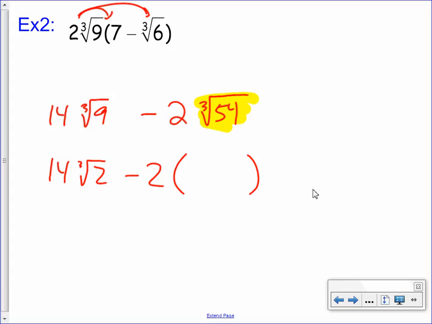3 and 2. So it's 3 cube roots of 2. Where did the 2 come from? Because it's 2 cube roots of 9. So 2 cube root of 9 times 3 cube root of 6 is 2 cube root of 54. So the outside of this thing is a 1. So you multiply outside times outside. 2 times 1 is 2. Okay. And then 9 times 6 is 54.